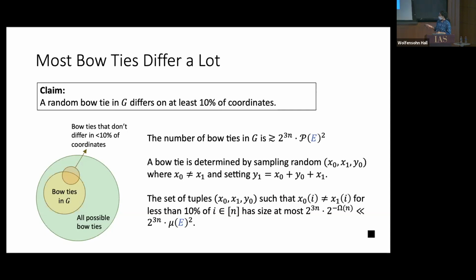If you look at the bad bow ties, that is bow ties that differ in less than 10% of the coordinates, they're going to be an exponentially small fraction of all possible bow ties. The reason is that when you sample a random x0, x1, y0, this defines a random bow tie. It's very unlikely that x0 and x1 differ in less than 10% of the coordinates. You expect them to differ on 50%. So the probability that they differ on less than 10% of the coordinates is exponentially small. So these bad bow ties are an exponentially small fraction of the universe, while the bow ties in G are a polynomially large fraction of the universe. Therefore, the bad bow ties are an exponentially small fraction of the bow ties in G. So this completes step 3.